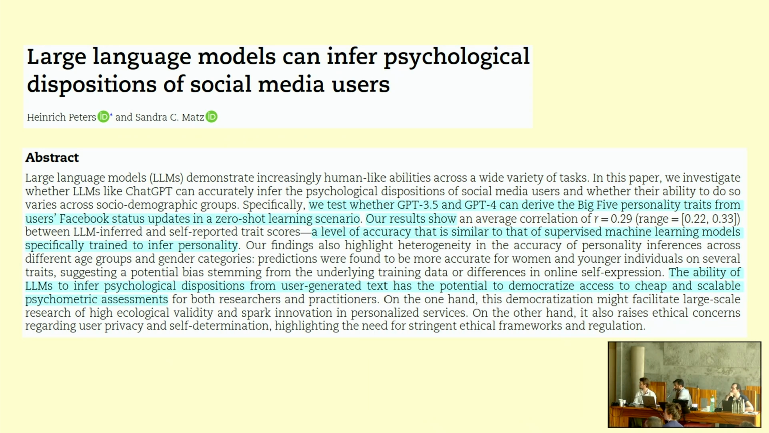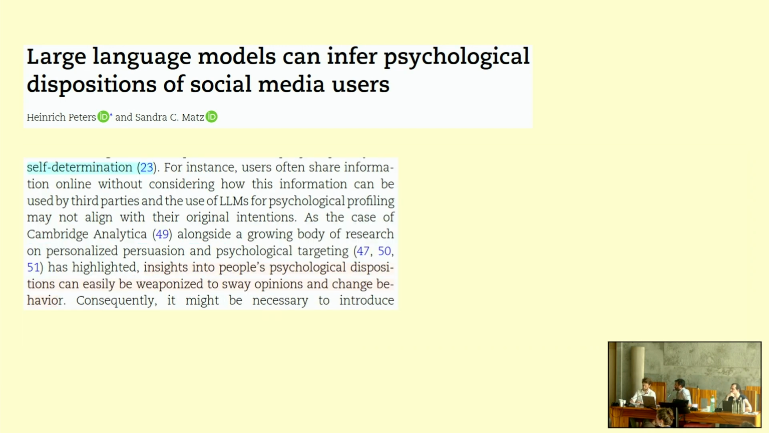Again, here's some more research, by Sandrine Matz, who has done a lot of work in relation to Cambridge Analytica. Here she's saying that LLMs can infer psychological dispositions. They're working with the Big 5 OCEAN personality traits and showing that LLMs can identify these just as well as any other state-of-the-art supervised machine learning algorithms. LLMs can infer psychological dispositions from user-generated text. And for them, this has the possibility to democratize access to cheap and scalable psychometric assessments. So, it's psychological manipulation for everyone. Yeah, they do point out though that this can be used and weaponized against people.